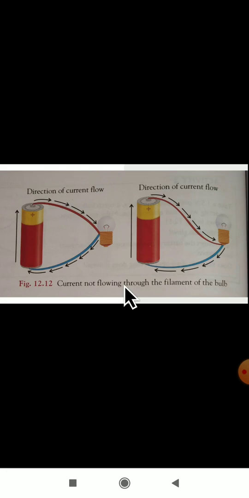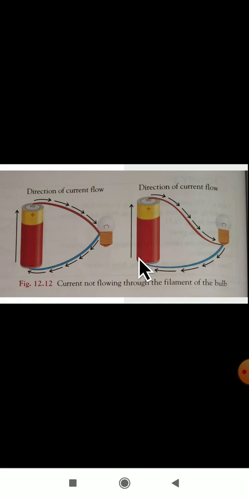You can observe here the direction of flow of current, how it is. Current is flowing through the filament of the bulb. How will the current flow through the filament of the bulb? If you see here, the direction of the flow starts from the positive terminal, then goes to the base of the battery, which is connected again here, to the positive nail. Then it will go and again come back in this manner.